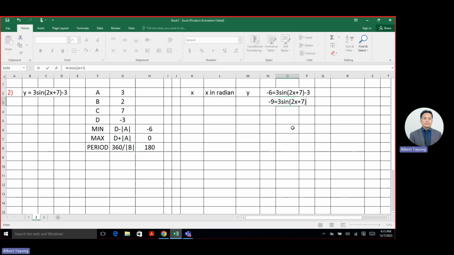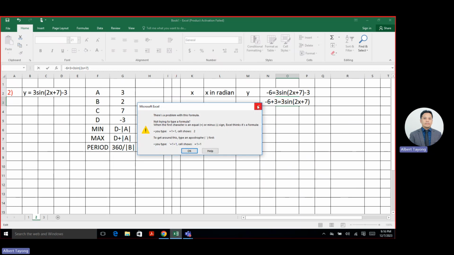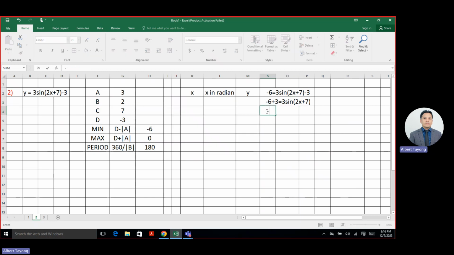okay, minus 3 is transferred to the other side. So this becomes -6 plus 3. Okay, so -6 and then -3 becomes +3. That is actually equal to -3 equals 3 sine 2x plus 7. Okay, right here.